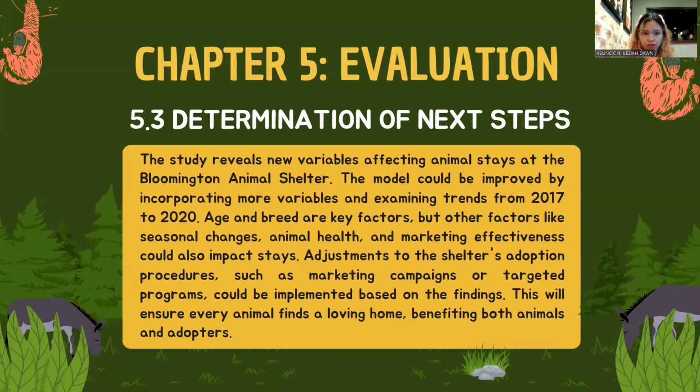Determination of next steps. The study reveals new variables affecting animal stays at the Bloomington Animal Shelter. The model could be improved by incorporating more variables and examining trends from 2017 to 2020. Age and breed are key factors, but other factors like seasonal changes in animal health and marketing effectiveness could also impact stays. Adjustments to shelter adoption procedures, such as marketing campaigns or targeted programs, could be implemented based on the findings. This will ensure every animal finds a loving home, benefiting both animals and adopters.